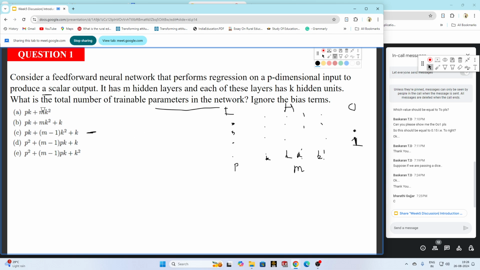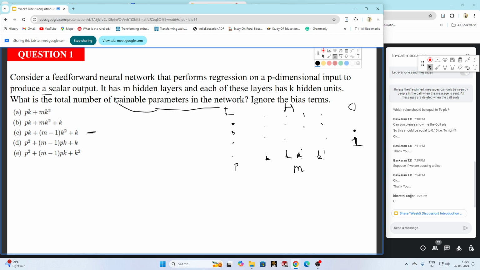So option A: pk plus mk square. Option B: pk plus mk square plus k. Option C: pk plus (m minus 1)k square plus k. Option D: p square plus (m minus 1)pk plus k. And option E: p square plus (m minus 1)pk plus k square. Yeah, Bharati is telling C. Okay, any other guesses? Okay, no guesses, so let me tell you.